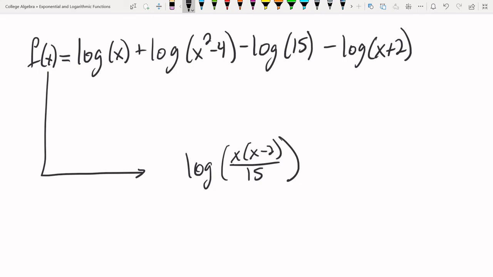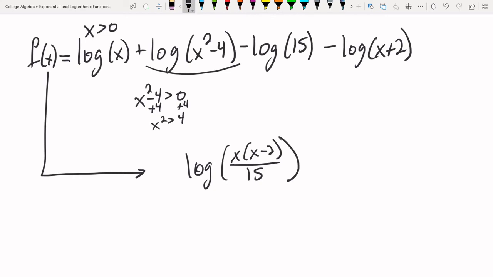And we can see that by looking at this top one, log base of x. This means x must be greater than 0 because the inside of a logarithm cannot be 0 or negative, which means x must be greater than 0. Now for the second part, log of x squared minus 4. x squared minus 4 must be greater than 0. But if we add 4, we get x squared greater than 4.